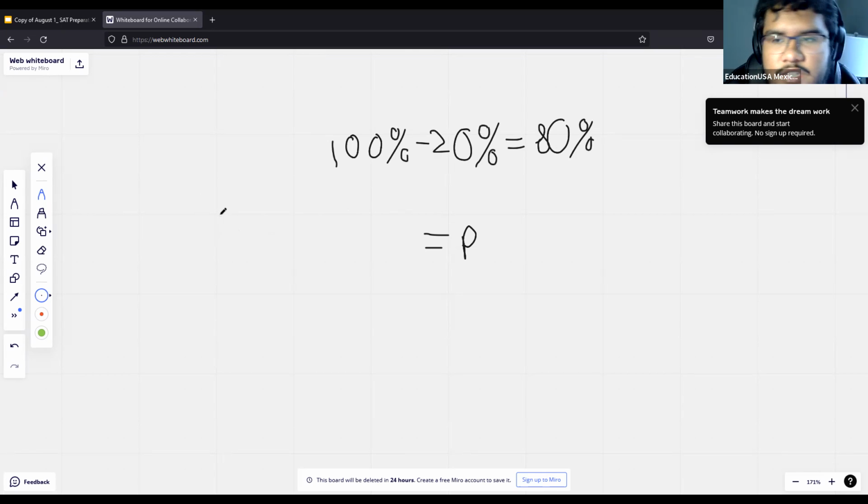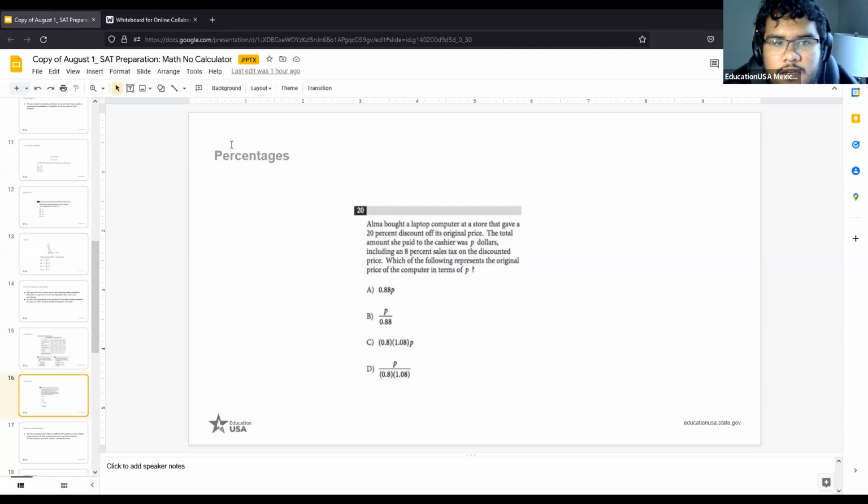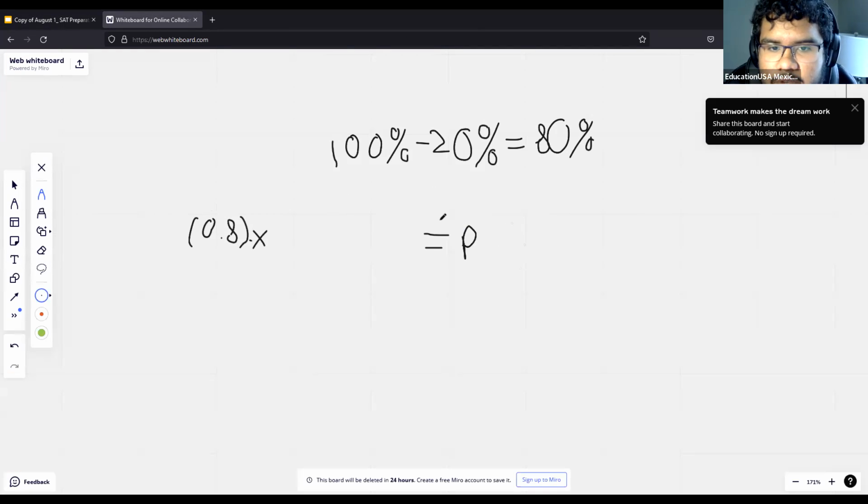So since we're trying to figure out the original price of the computer, we can use a variable such as X to represent the original price. So we multiply the original price X by 0.8 because Alma received a 20% discount, so that means she paid 80% of the original price here. And then the next thing it says, the amount she paid to the cashier was P dollars, which we already set up towards the end, because after all this she'll have paid P dollars.